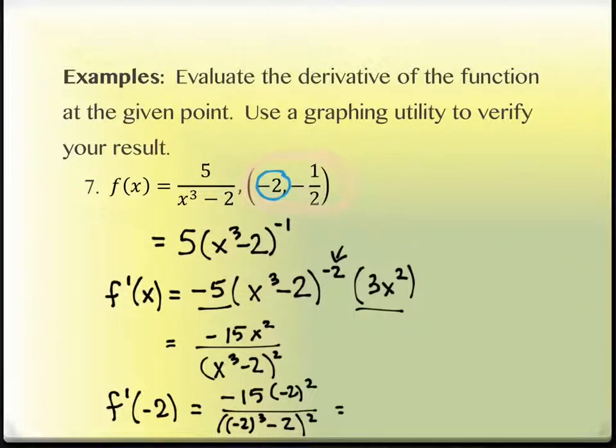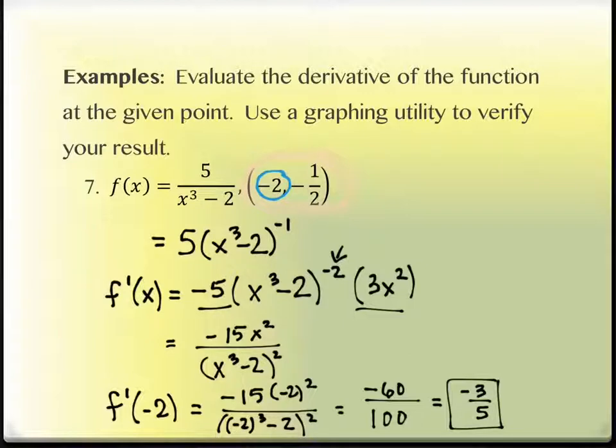So let's do some simplifying. On top, what's negative 2 squared? 4, and 4 times negative 15 would be negative 60. Good. All right, denominator. I have negative 2 cubed, which is negative 8. Good. And then negative 8 minus 2 more would be negative 10. And then negative 10 squared would be 100. Good job. And this is negative 60 then over 100. It will, in fact, clean up pretty well to what? Yeah, negative 3 over 5. Okay, so that's our answer.